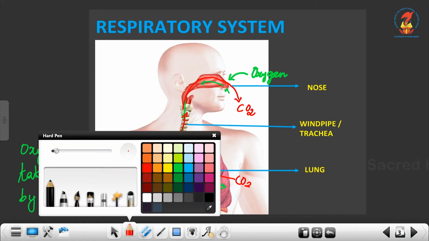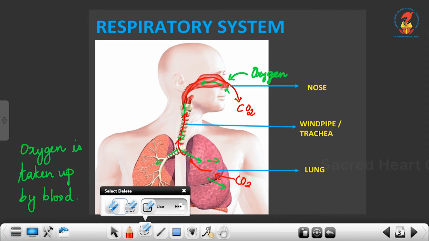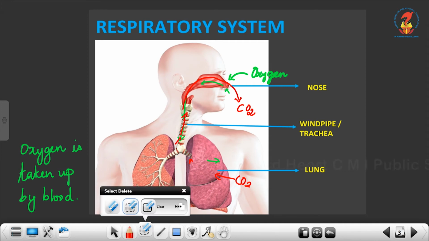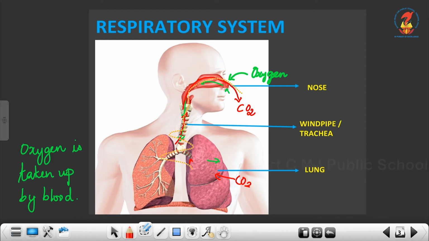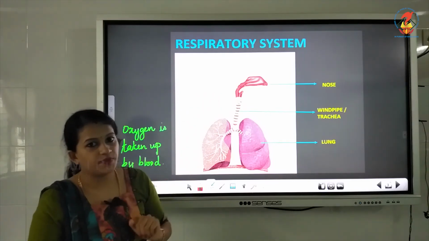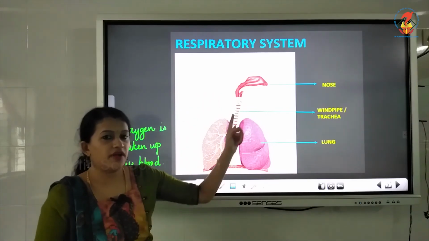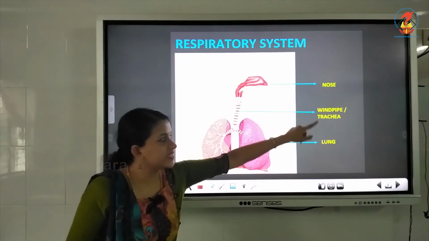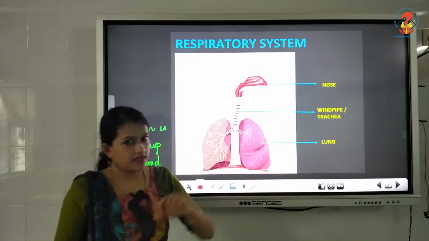For you to understand better, I will just tell the points once more. So, this is the picture of our respiratory system. Okay, everyone look at the picture. It mainly consists of our nose, windpipe and lung.